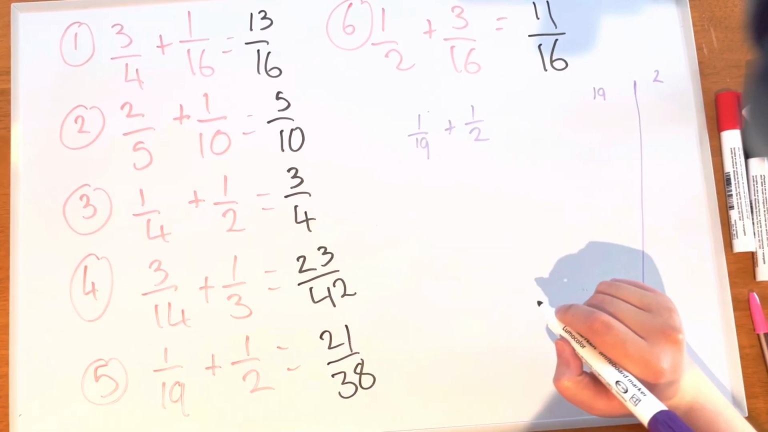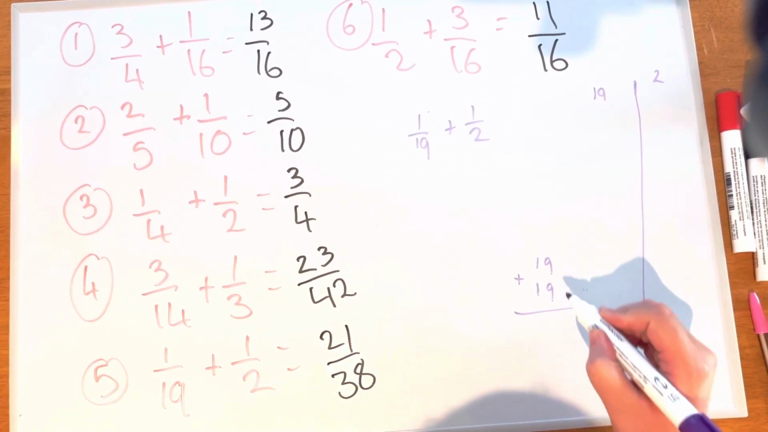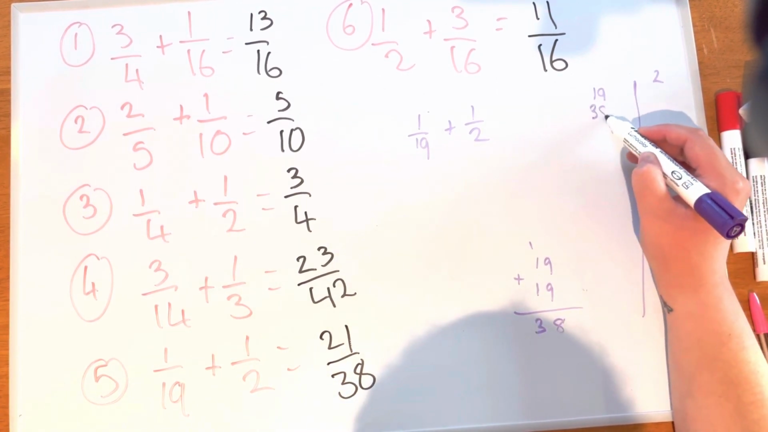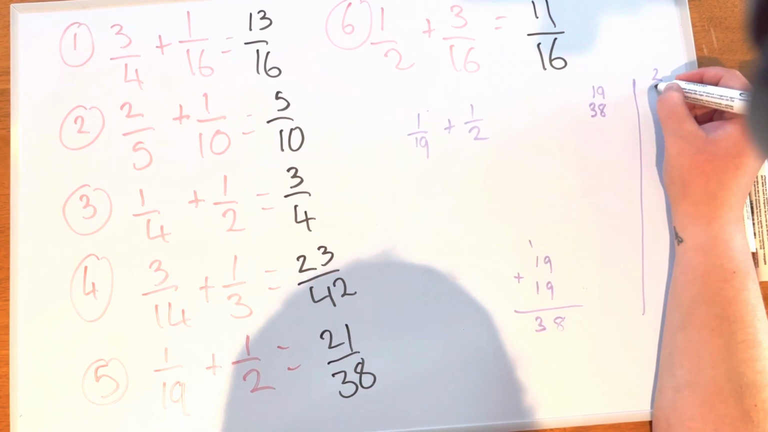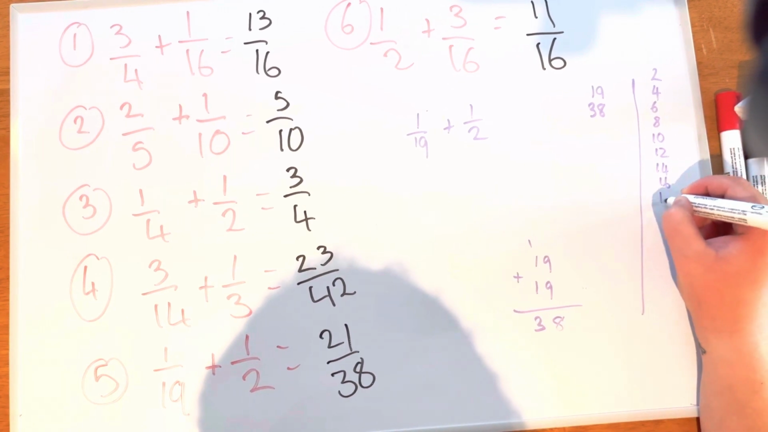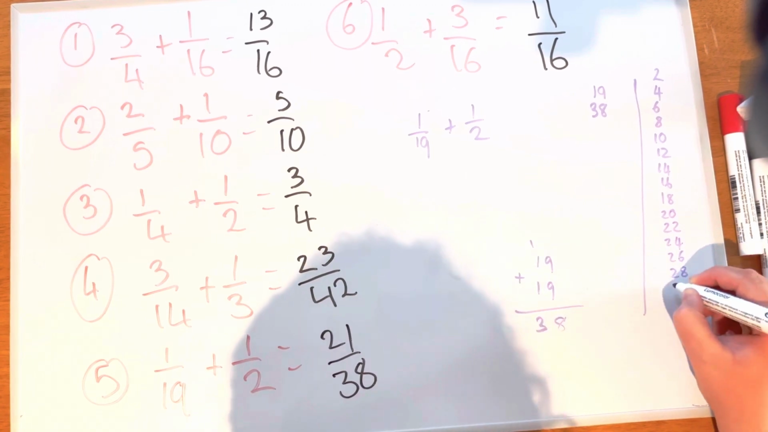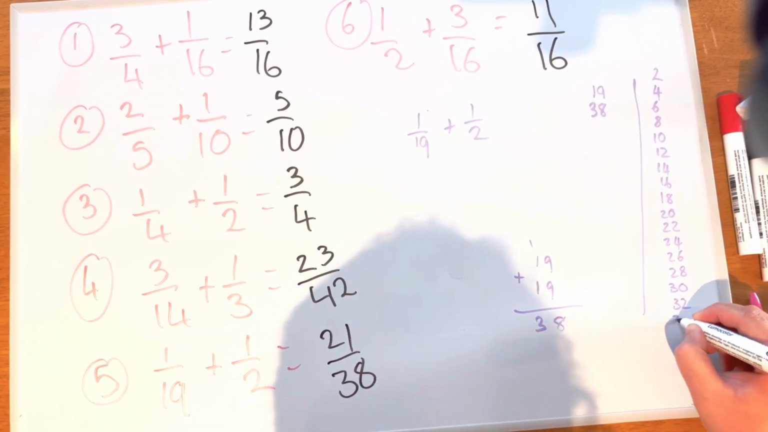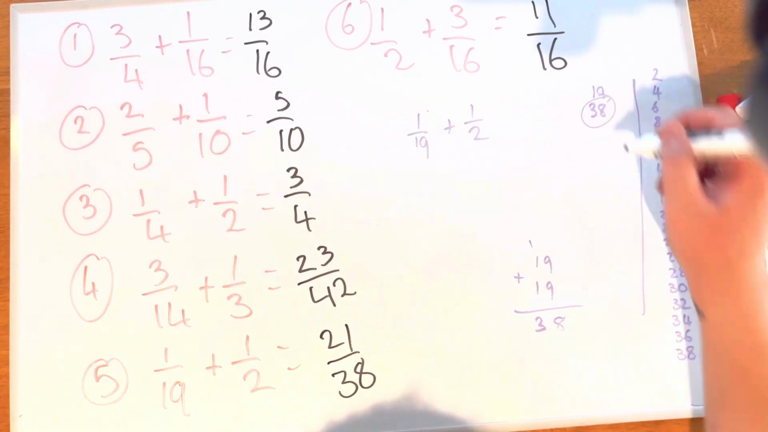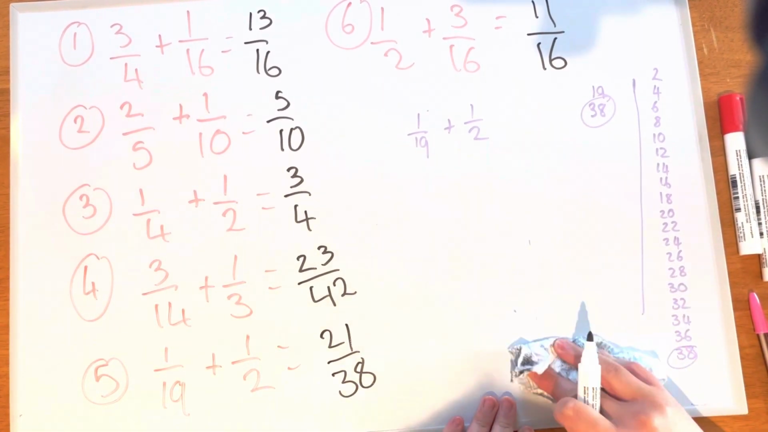Now, if you don't know your 19 times table off by heart, if they're big numbers in the times table, just add them together. Nice and simple. 9 and 9 is 18. Carry our 10 over. 10, 20, 30, 38. Okay? Let's do our 2 times table. 2, 4, 6, 8, 10, up to 38. I've got 38, 38. So I know that my new denominator is going to be 38.